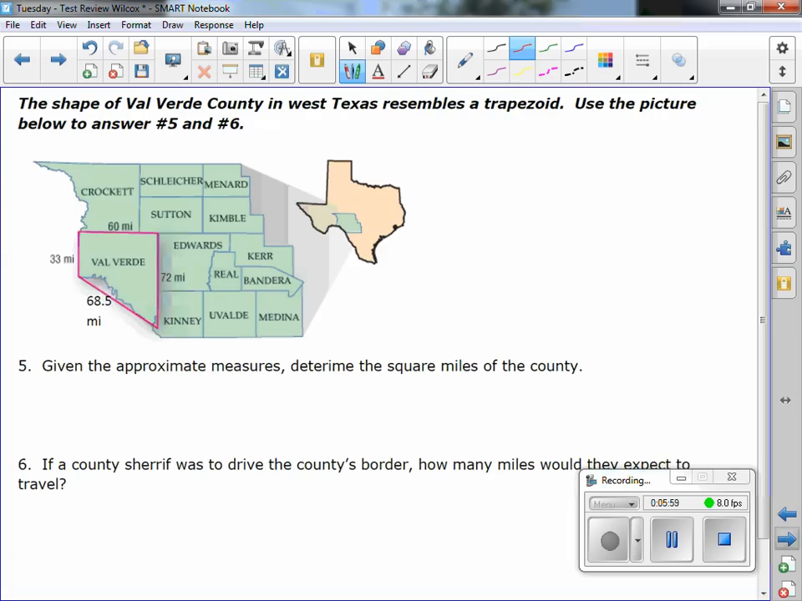The shape of Valverde County in West Texas resembles a trapezoid. Use the picture below to answer numbers 5 and 6. Given the approximate measures, determine the square miles of the county. Square miles as a label looks like miles squared, and we know that exponent tells us that we need to find area. So make sure you understand those clue words. They didn't tell us in this problem directly to find area, but using those key words, that's the conclusion that we have to be able to draw.